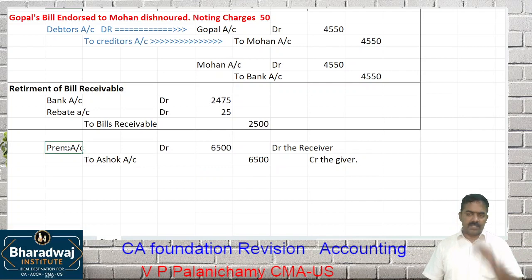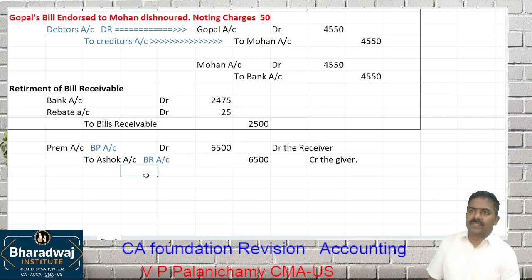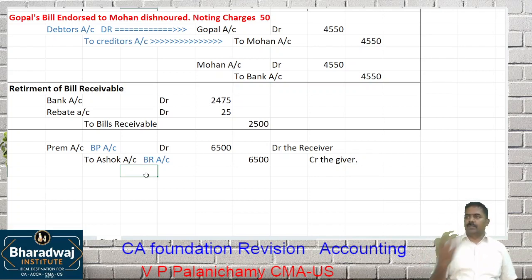If it is in the form of bills receivable, if it is in the form of bills of exchange, it will be like bills payable account debtor to which account? Bills receivable account. Okay. The person who accepted my bill will pay for the bill to whom I accepted. The person who gave me acceptance will pay to whom I have accepted. Here Ashok will pay to whom? Prem. No money will come in or go out. It is direct payment.